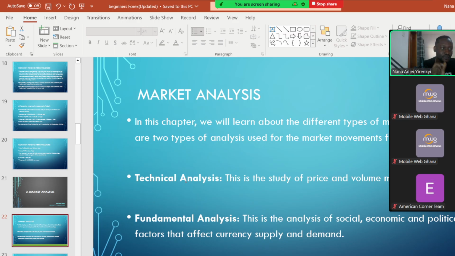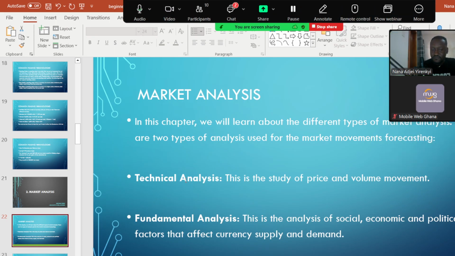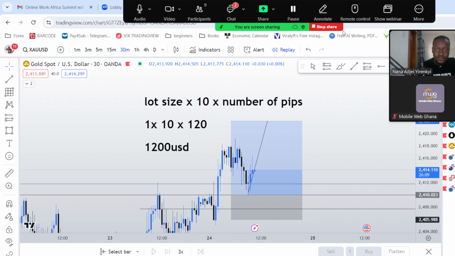Certain key news events or political events can affect the currency of that particular country positively or negatively. For example, we can have inflation rates, GDP, and employment and unemployment rates. All these factors fall under fundamental analysis. There is a platform that we use to check these, and that platform is what we call Forex Factory. So let me just share the platform with you.